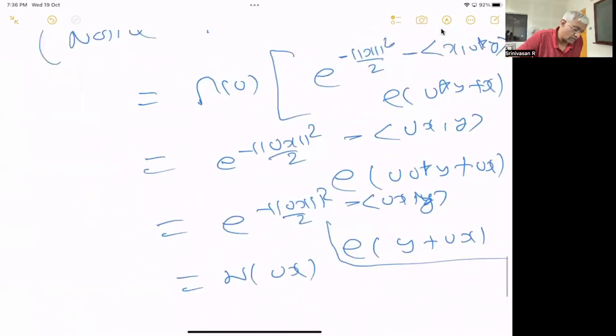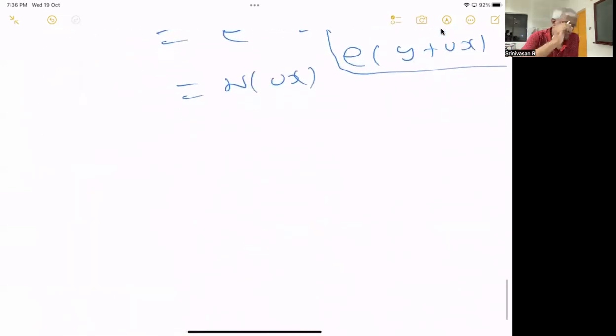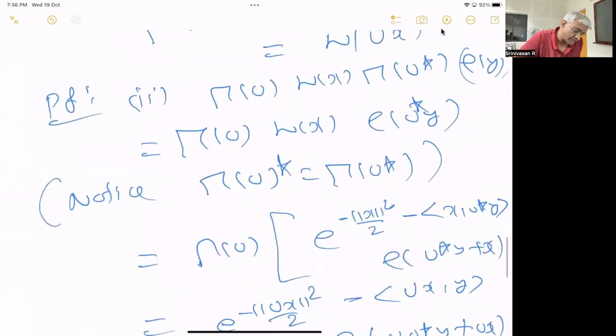Okay, so there are more properties. You should remember them one by one.